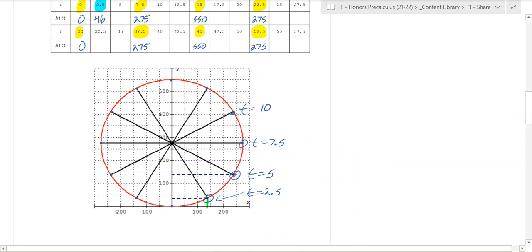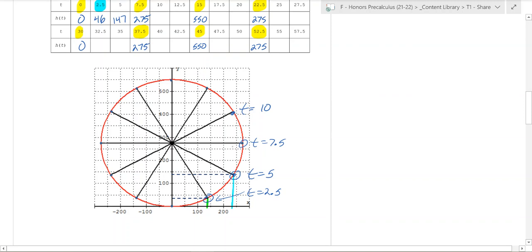And then we want to know this height right here. How high is this one right here at time equals 5? It's a little less than 150. So let's just say, I don't know, 147. 145 would be fine.